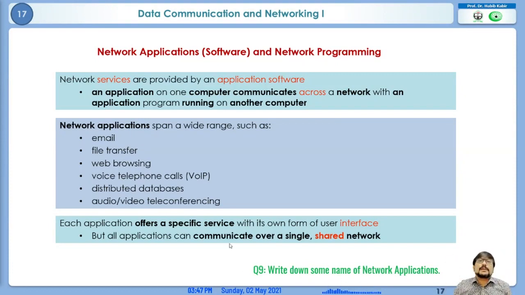But all applications can communicate over a single shared network. That means we have one internet connection. We have one internet connection from Bangladesh. Think about the submarine cable. We have one submarine cable through the Bay of Bengal. The whole of Bangladesh, the 17 crore people, can communicate over there with different applications and different interfaces. This is the thing I want you to write.